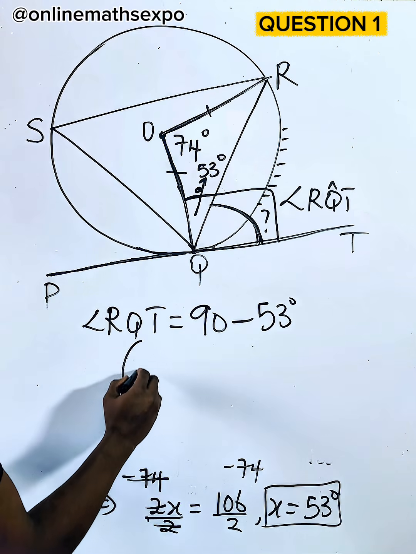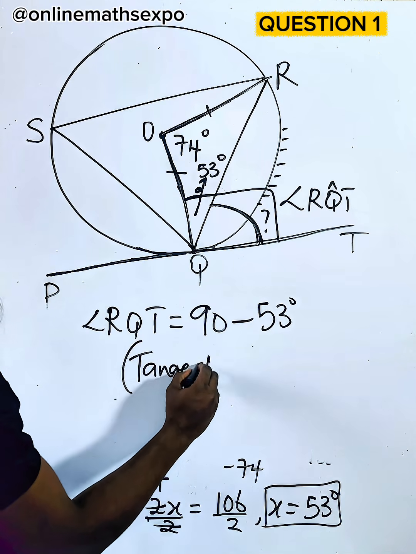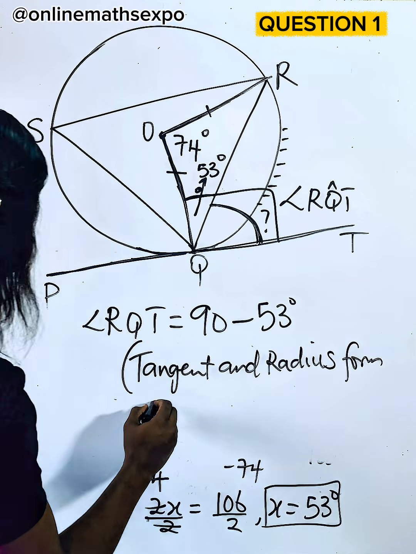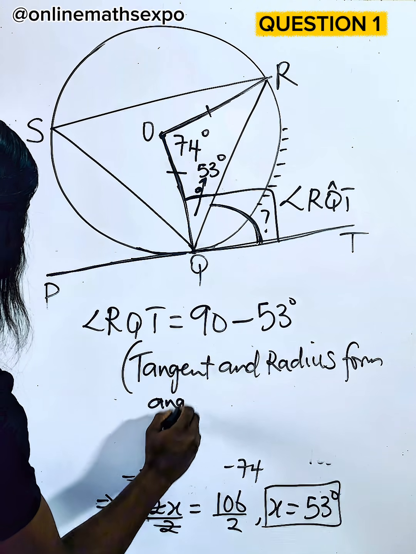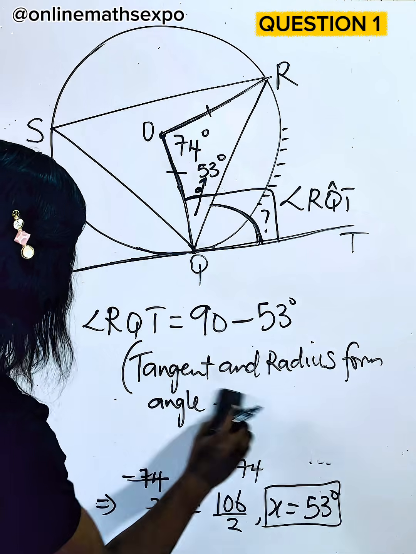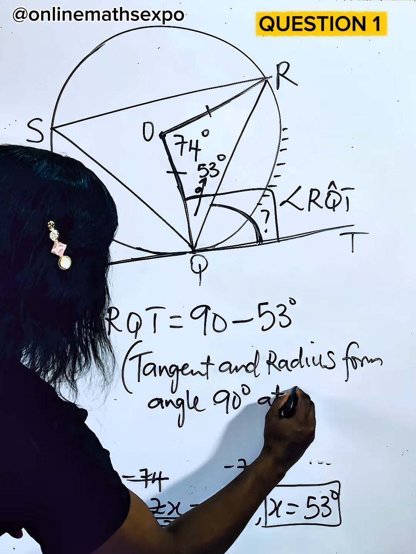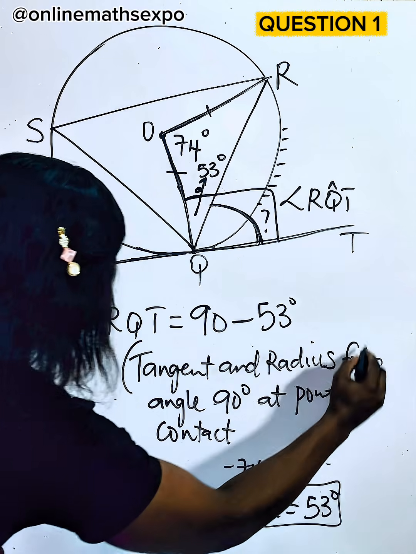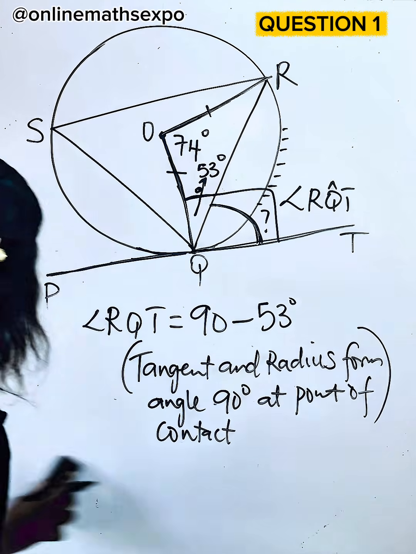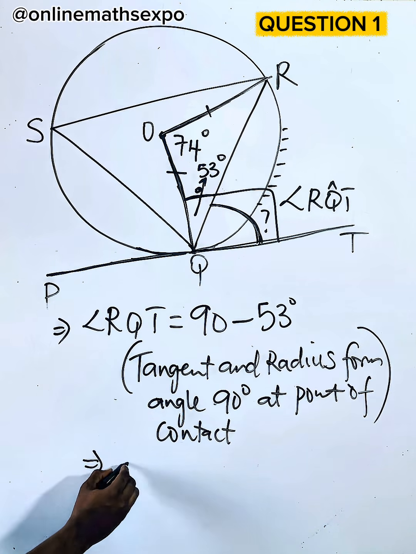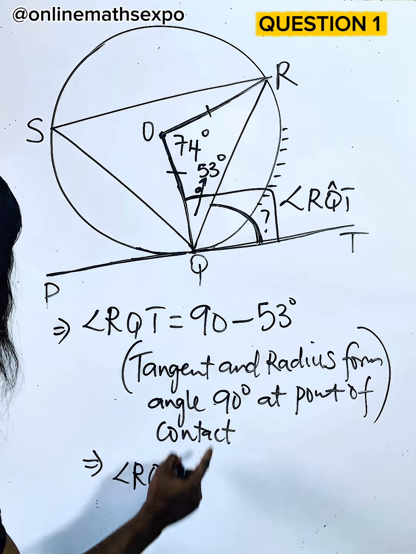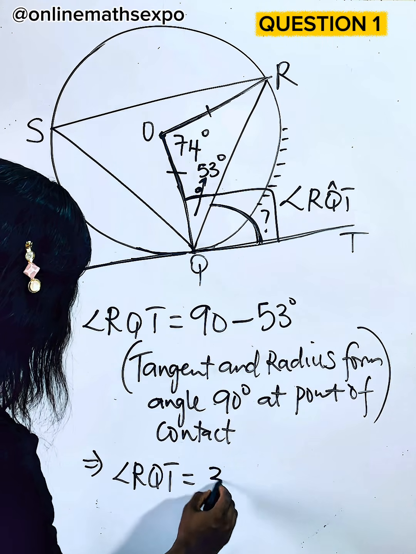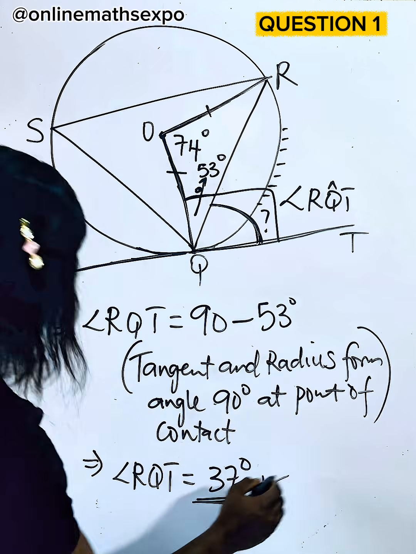And what is our reason? The tangent and the radius form angle 90 degrees at the point of contact. So with this, we can now conclude that this angle we are looking for, angle RQT, is equal to 90 subtract 53, which gives us 37 degrees, and that is our answer.